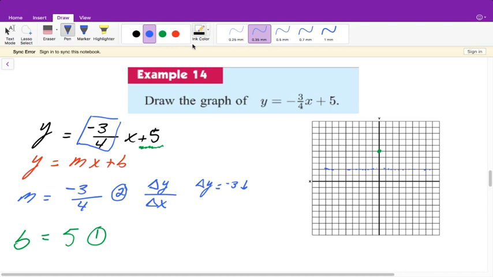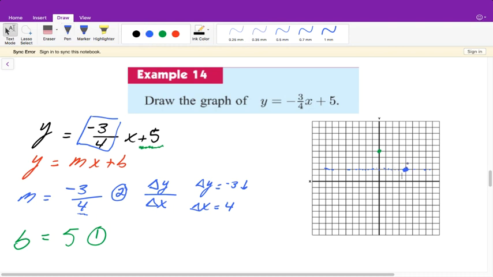Right? Then I look at my change in x. And my change in x here says a +4. So my change in x is equal to +4. So remember, as we're moving positive for x, we're moving to the right. So that means my next point will be 4 spaces to the right. 1, 2, 3, 1, 2, 3, 4. So here is my next point.